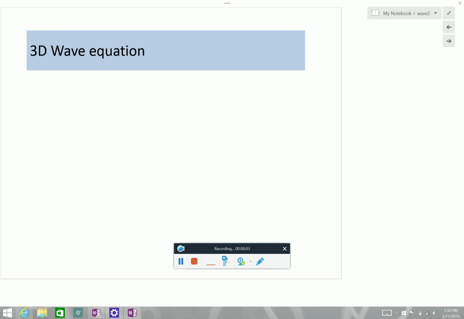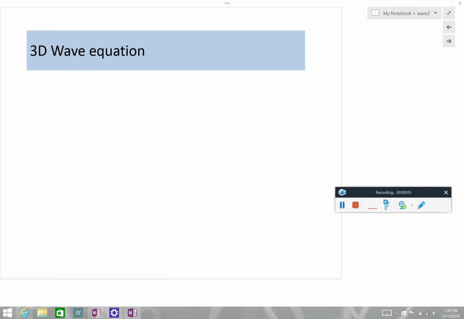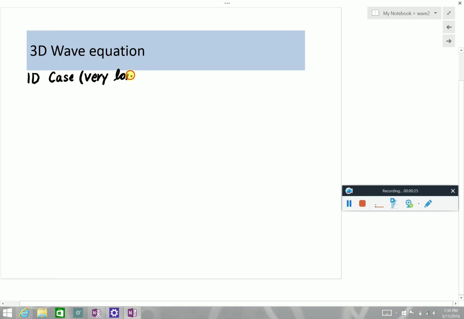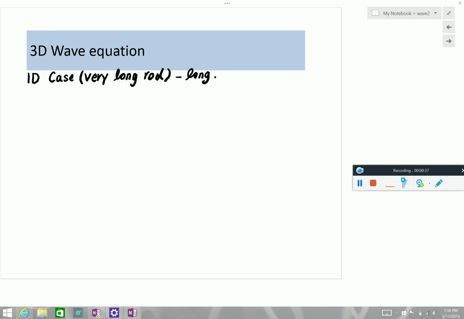So the first thing we want to do is to develop the three-dimensional wave equation. Okay, let's recall the one-dimensional case. We had a very long rod and we only considered the longitudinal wave propagation. Okay, let's recall where we started there.